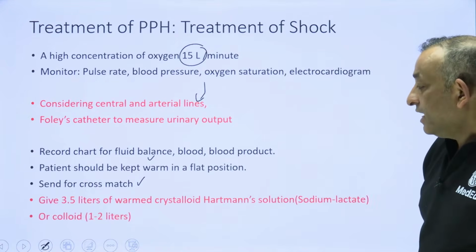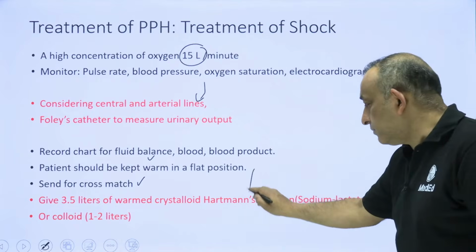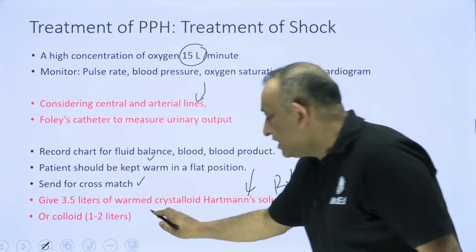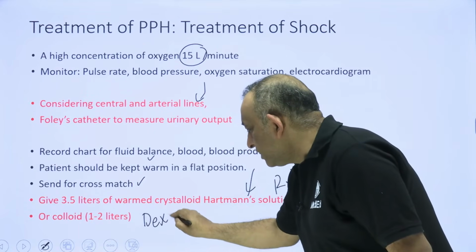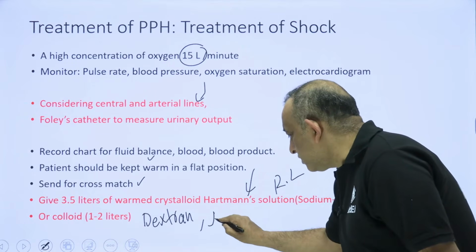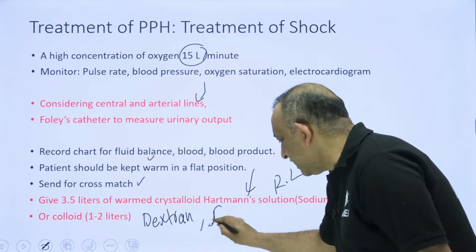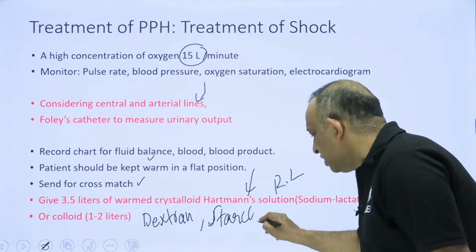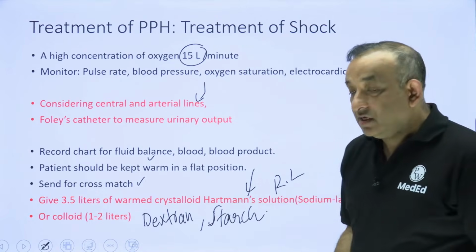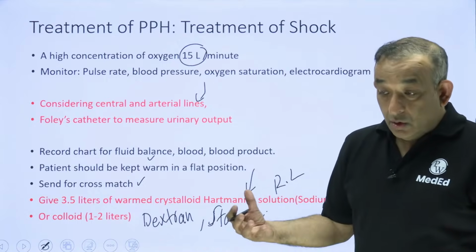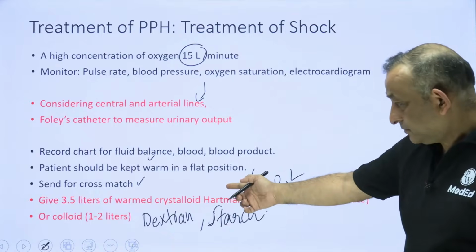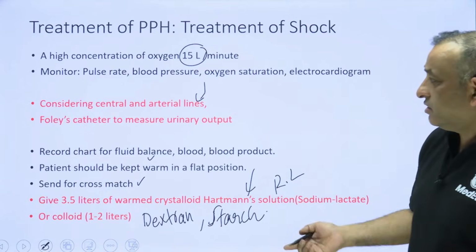Keep that going and give 3.5 liters of warm crystalloid Hartmann solution, which is also known as Ringer lactate. Or give colloids, like you can give dextran as a volume expander, or you can give starch. We call it hexa starch. So you just write starch for the time being. Hydroxyethyl starch is the name. So starch or dextran, that will be a colloid. It will hold back fluids from getting lost, so they're volume expanders. So you can give IV fluids, crystalloids and colloids.